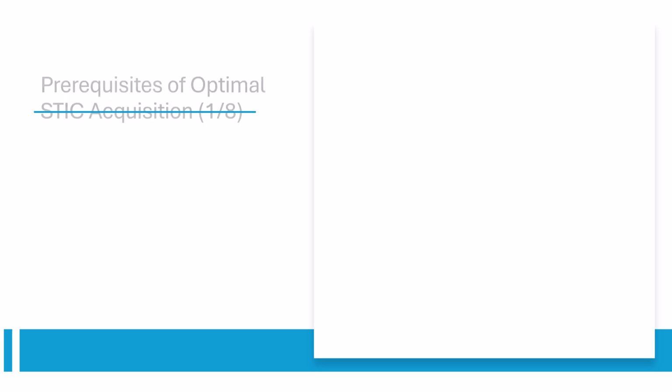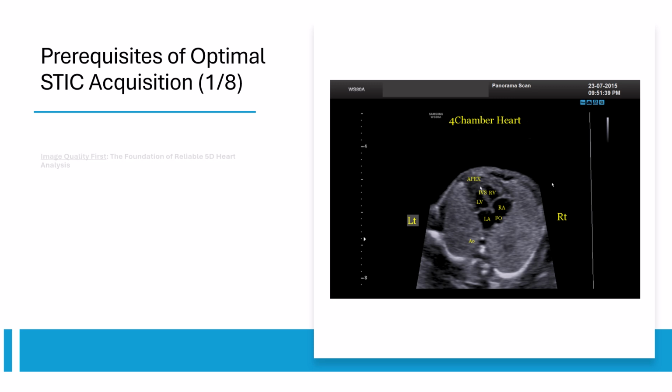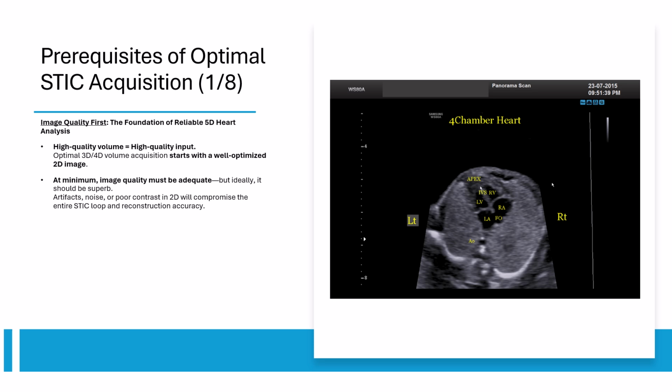Let's begin with the most fundamental prerequisite for optimal STIC acquisition: image quality. Of course, a high quality volume starts with a high quality input. This means your 3D or 4D volume acquisition must be based on a well optimized 2D image. At a minimum, the image quality should be adequate, but ideally it should be superb. Any artifacts, noise, or poor contrast in the 2D image will compromise the entire STIC loop and negatively affect reconstruction accuracy.